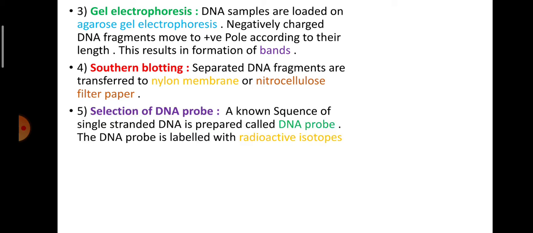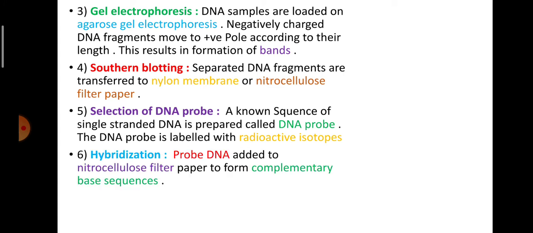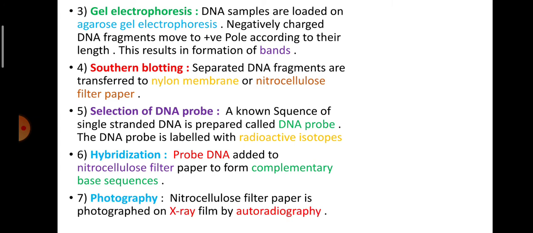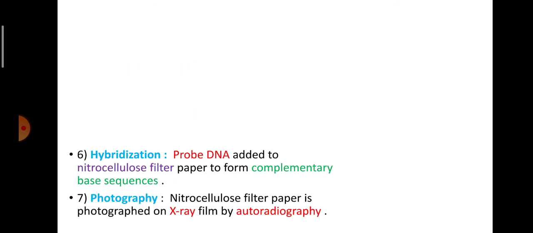Selection of DNA probe: a known sequence of single-stranded DNA is prepared, called a DNA probe. The DNA probe is labeled with radioactive isotopes. Hybridization: in this step probe DNA is added to nitrocellulose filter paper to form complementary base sequences. The next step, photography: nitrocellulose filter paper is photographed on X-ray film by autoradiography.